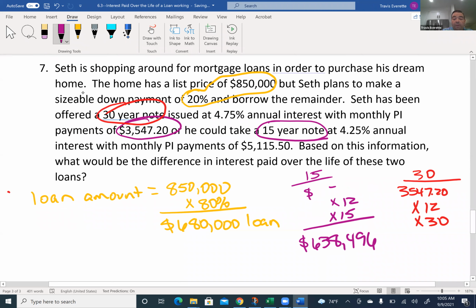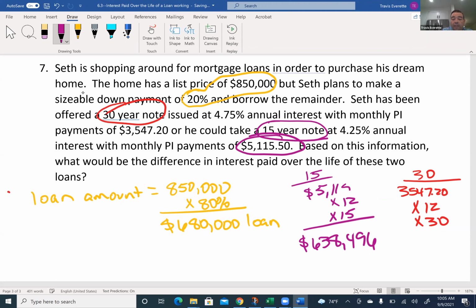That is not the right payment for the 15-year note, okay? The 15-year note has payments of $5,115.50. So hopefully you had already caught my mistake before I caught my mistake, but it's okay. Don't get frustrated with yourself when you make a mistake. It's easy to do. That's why you continually go back and rescan this thing. So let me redo the math on that 15-year note, okay? $5,115.50 times 12 months a year times 15 years. That's a big number. $920,790 repaid.